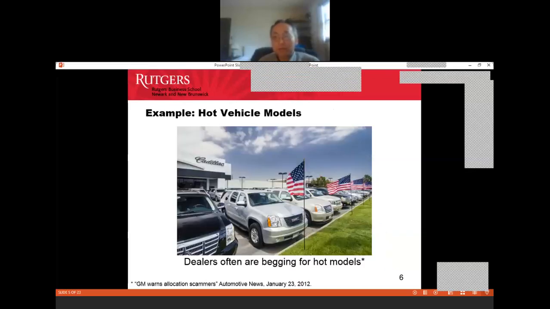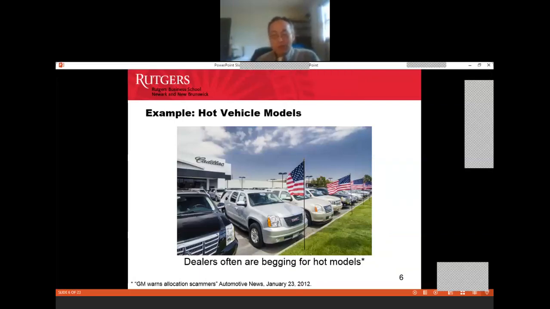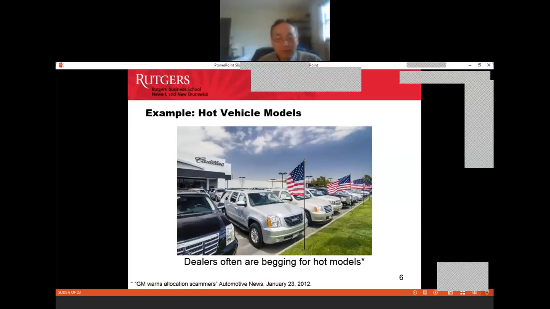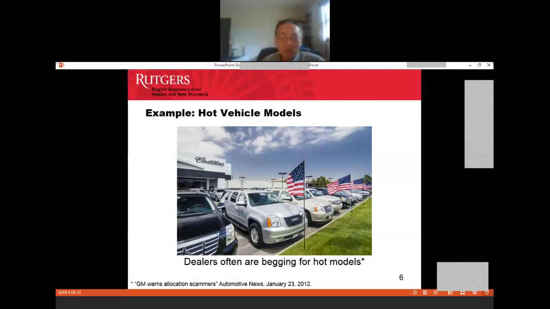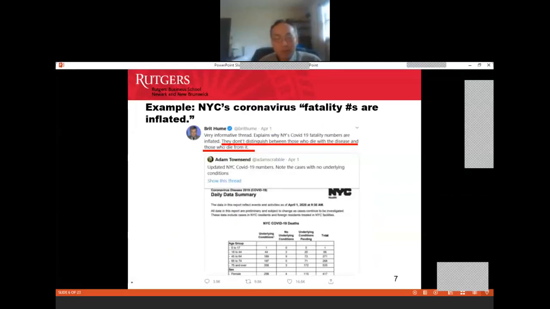One of the examples in real life, in addition to the pandemic, is hot vehicle models. If a vehicle model is hot in a season, likely it's going to be short because the manufacturer's capacity is limited. And so the dealers will be begging for the hot models. And sometimes they were changing their numbers, they were doing all kinds of crazy things in order to get a better rationing.